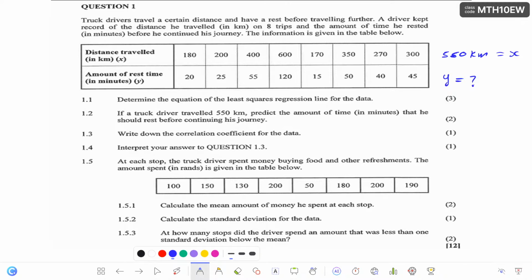You're going to press mode, then stat, then number 1. So it's only x. You're going to punch in 100, 150, 120, 200, 50, 180, 200, 90. Then AC. And now we can press shift 1.